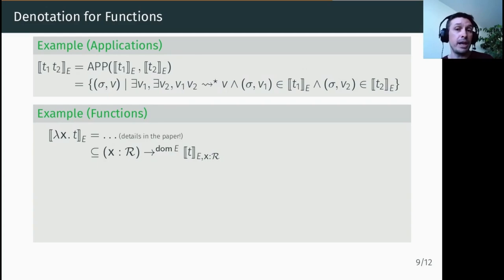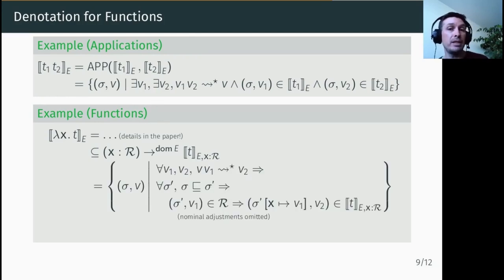Now for functions, I won't have time to show you the full definition of the denotation, but you should remember that it can be over-approximated by a relation that, assuming some condition R on the argument, gives you the denotation of the function's body. Here is the unfolded definition, where I have chosen to hide some pieces related to name management. Let's go through it.